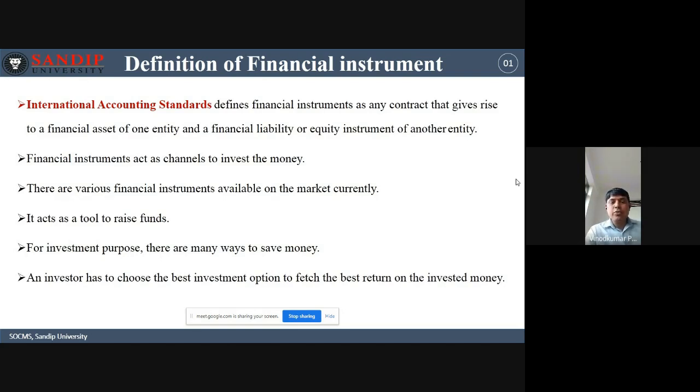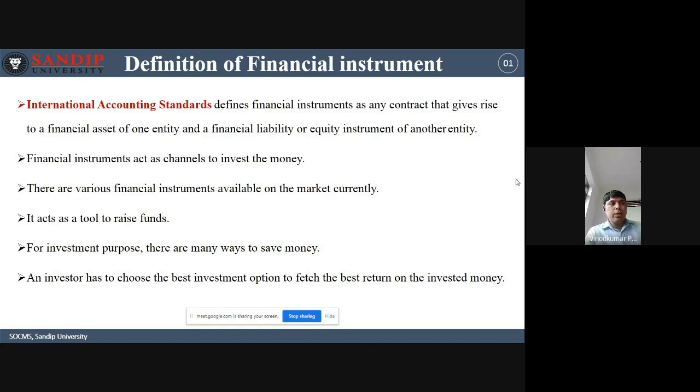So various instruments are there: shares, debentures, warrants, bonds, ADR, GDR. These are the popular instruments available in India. Through this, you can invest your money. So the financial instrument acts as a channel to invest money. There are various financial instruments available on the market currently. I already shared with you shares, debentures, warrants, ADR, GDR. These are the types, or examples, of financial instruments.